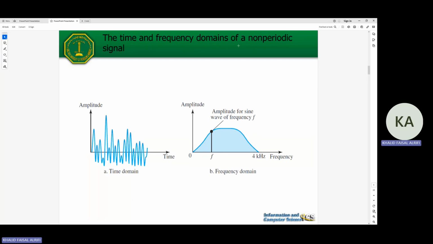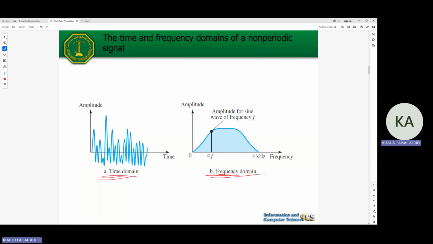The time and frequency domains of non-periodic signals. Now we have non-periodic signals. In the time domain, it will look something like this. But in the frequency domain, it will look something like this. This is when it comes to non-periodic signals. So it's unexpected. It has no pattern and so on.